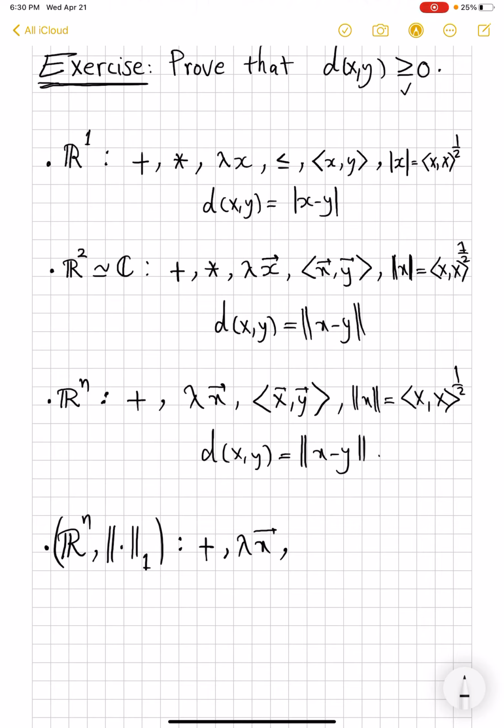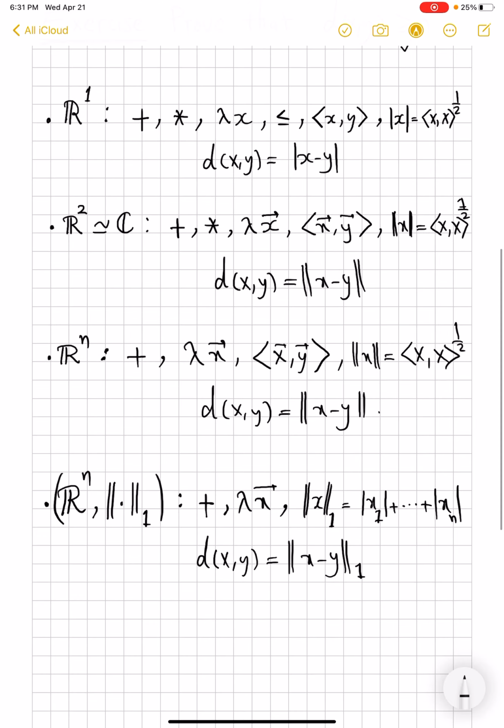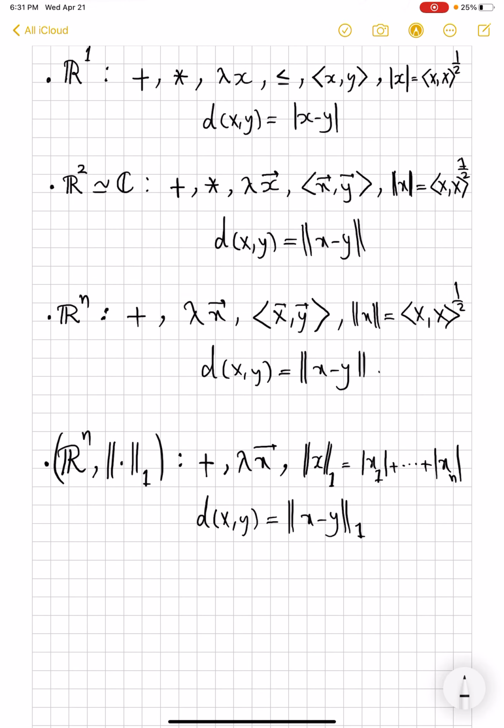So I'm thinking of it as getting rid of the dot product structure, and all I have is a notion of norm, and the L1 norm is just adding the components of your vector in absolute value. And you can still define this distance by taking the norm of the subtraction, and this time the L1 norm. So as long as you have a norm, this quantity of subtracting and taking the norm will produce a distance function, which you can prove.